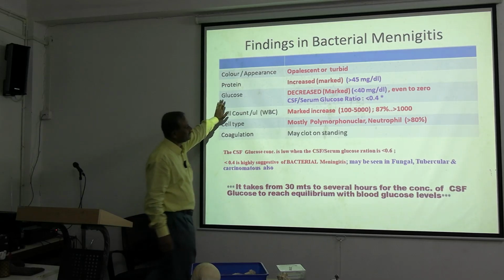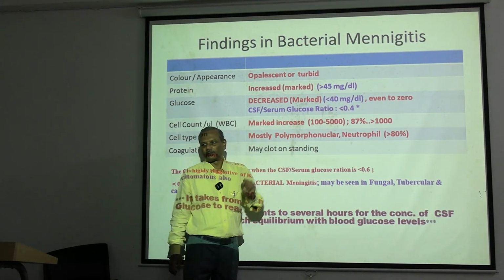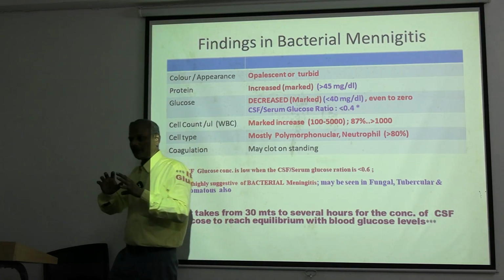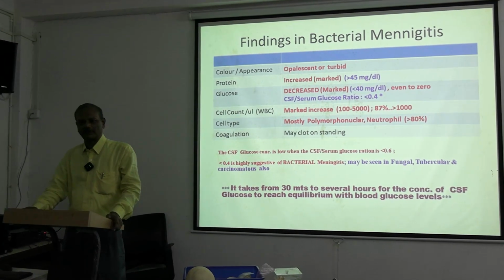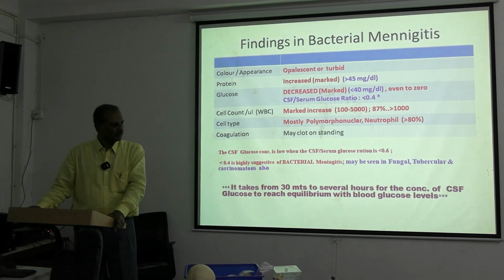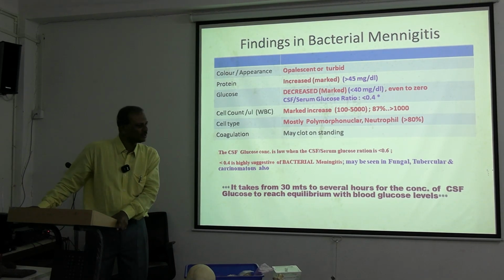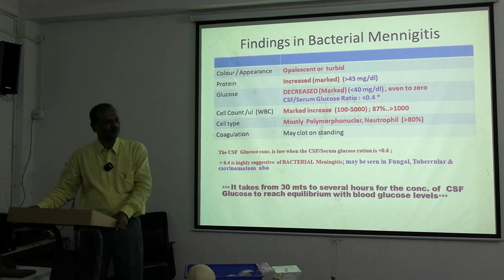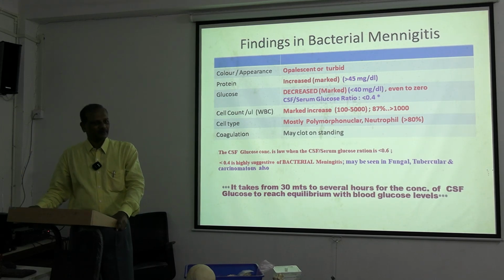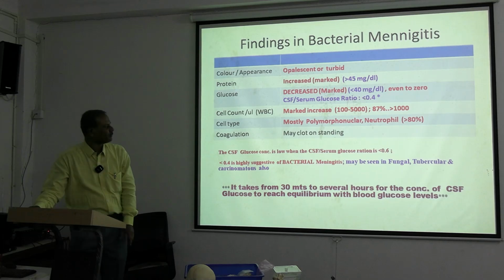The only trigger point is that the CSF glucose ratio will be less than 0.4. Whenever you are drawing any CSF analysis, you draw a blood glucose sample also. Suppose the patient is diabetic, he is having a blood glucose level of 400 or 350. Then his CSF glucose level will also be high, unlike in a normal individual. So simultaneous drawing of blood is also important.